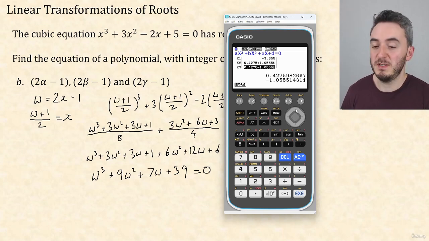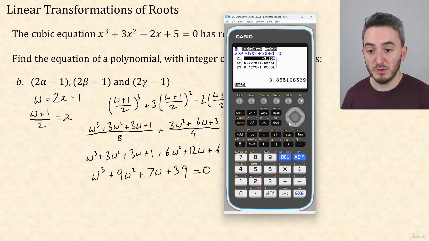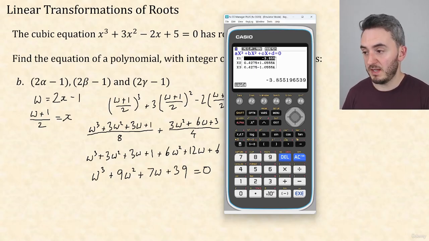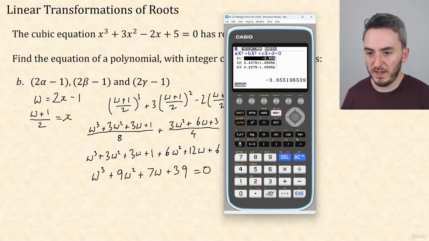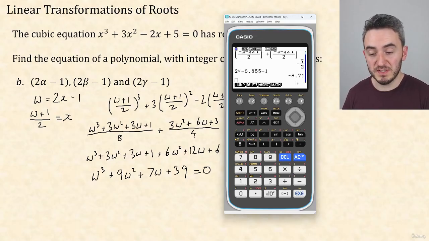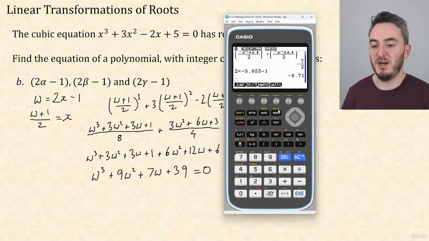This all seems rather messy, but what I'd suggest is just maybe taking note of one of these numbers, like minus 3.855. Now, if that's one of your roots, then one of the roots of your new equation should be 2 times that minus 1. So let's work out what that is. So 2 times that number there, minus 1. And so just as a little check, I'm hoping that minus 8.71 will be one of the roots of this. I mean, if it's not, then I'm definitely wrong.